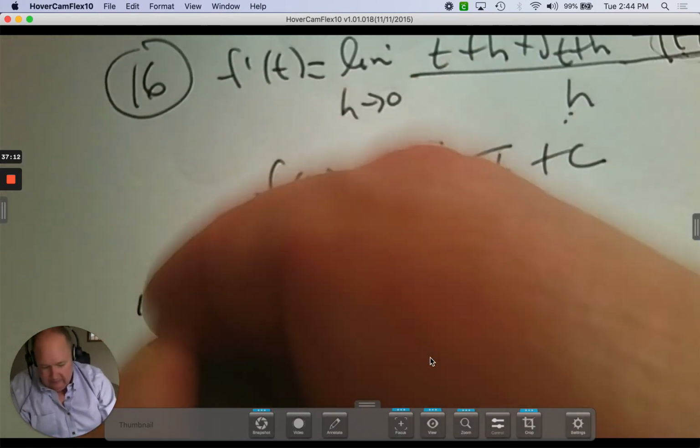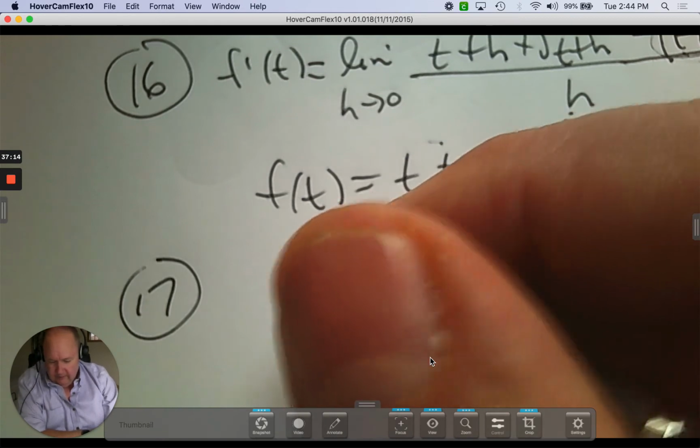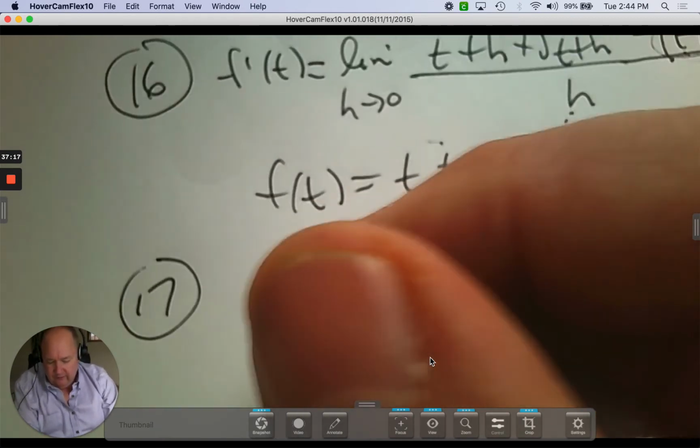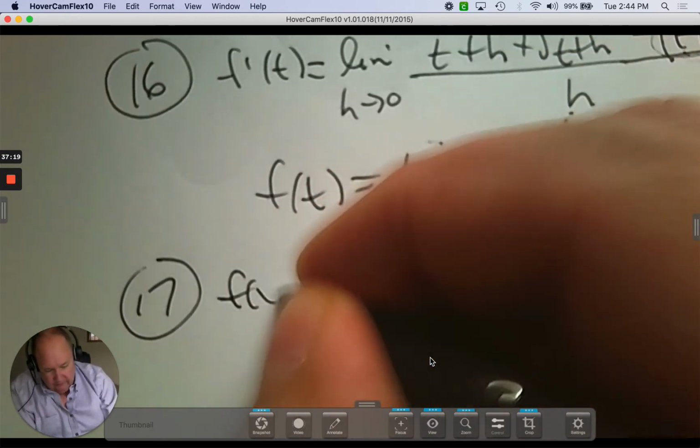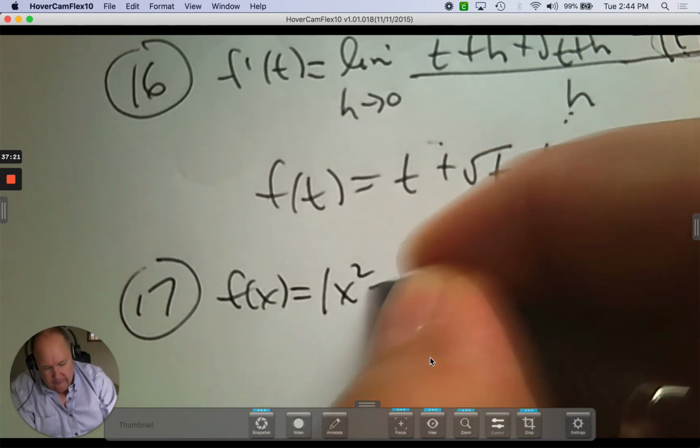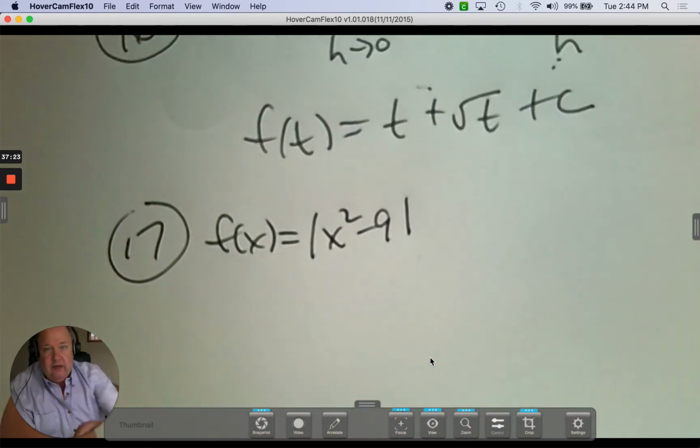Number 17. Find the x values where the function is not differentiable. All right, these will be pretty quick questions. So in this case, it's not differentiable.